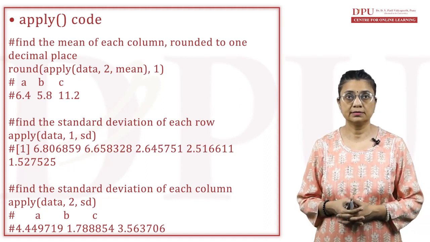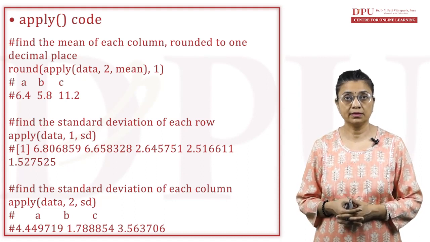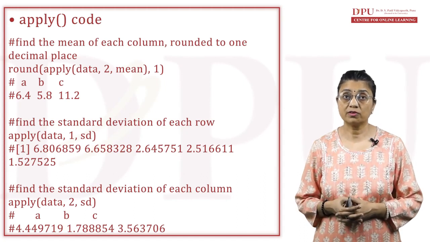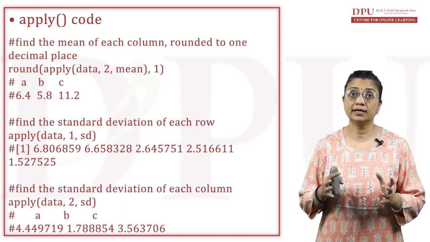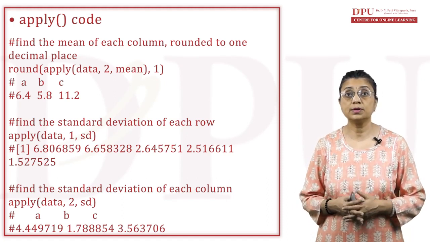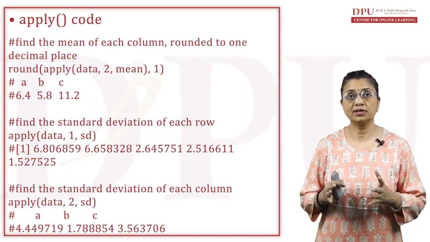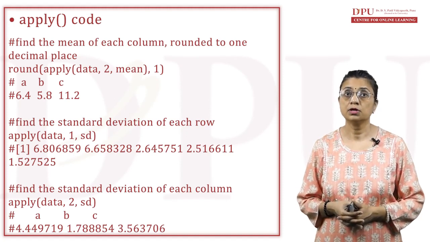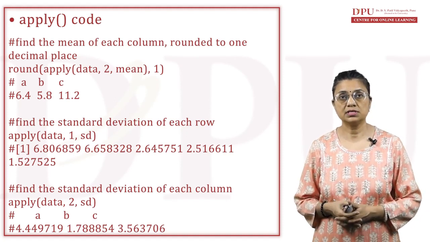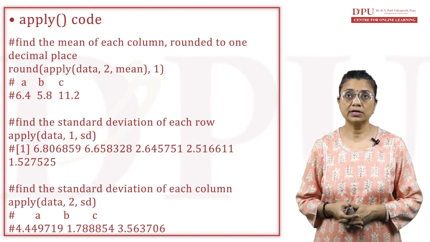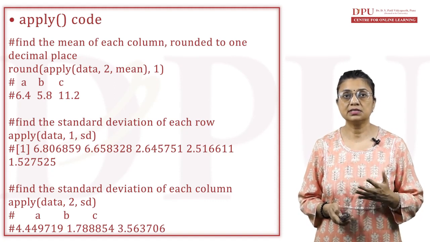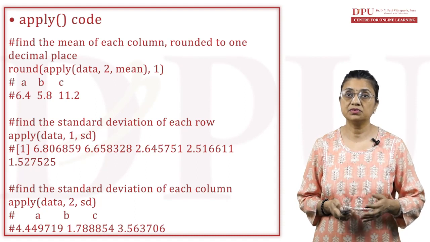So you can see over here, apply data comma 2 comma mean, where I pass the data. The data is my data frame, which is my variable, comma 2, which means the column. I'm selecting every column, and then the third is the fun, which is mean, which means I'm finding the mean of every column of the data. So you can see over here that the mean of A is 6.4, mean of B is 5.8, and mean of C is 11.2. The output has 6.4 and not 6.3333, which we had earlier in the previous example.